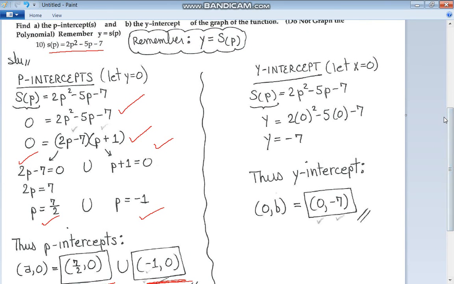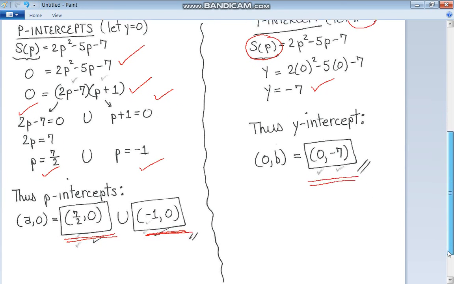Now the y-intercept's even easier. You take the given equation and replace the s of p with y, and you let p equal 0, and simplify, you get y equals negative 7. So the ordered pair for the y-intercept is (0, negative 7).